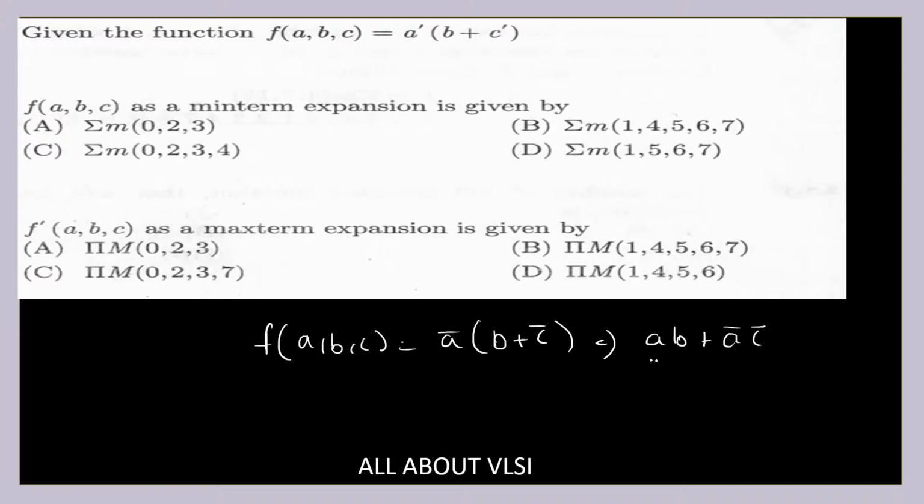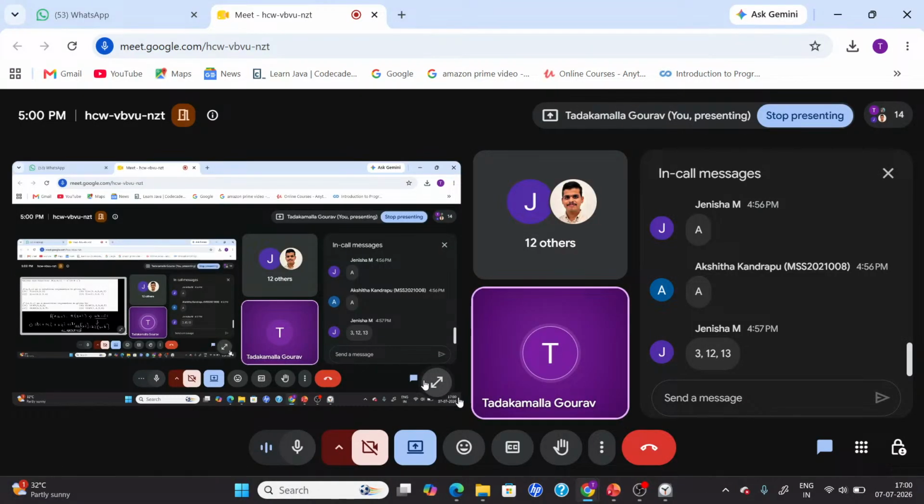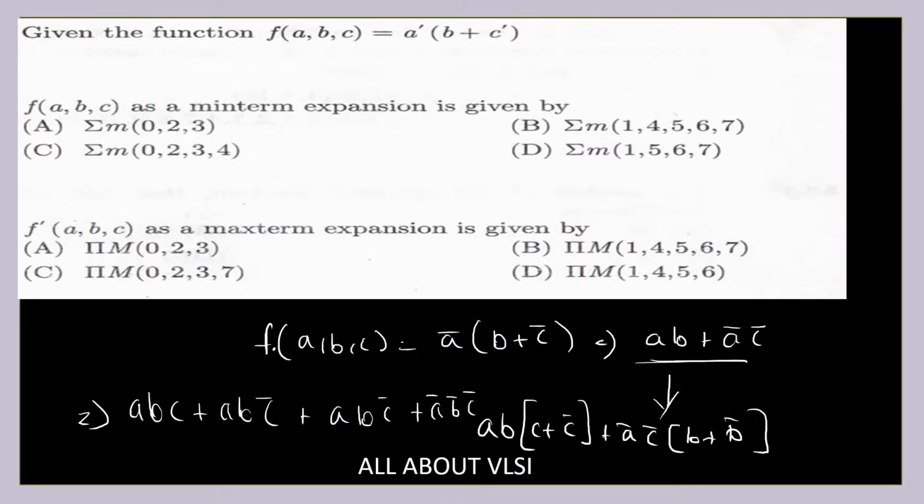So we cannot directly get the minterm because it's not in standard form. I can basically convert this into standard form, which is nothing but ab into c plus c bar plus a bar c bar into b plus b bar. So which is nothing but ABC plus ABC bar plus ABC bar plus A bar B bar C bar, which is nothing but 3, 12, and 13.